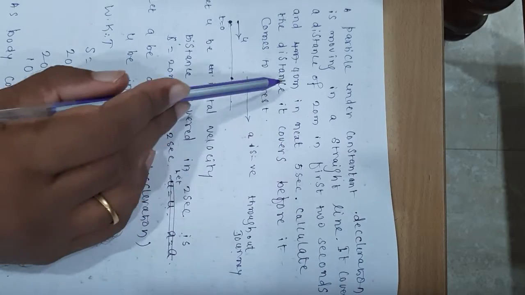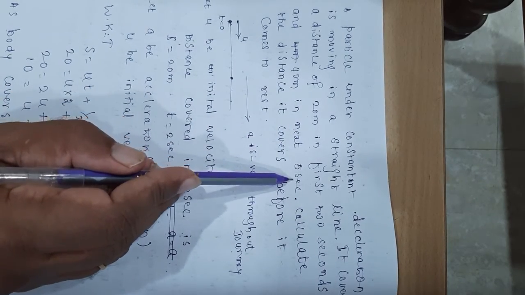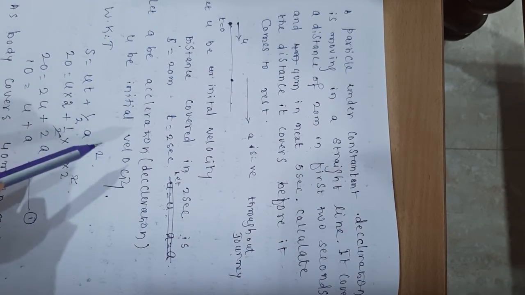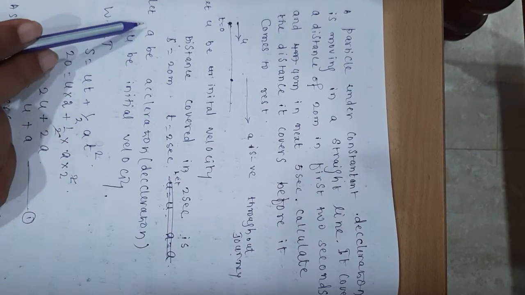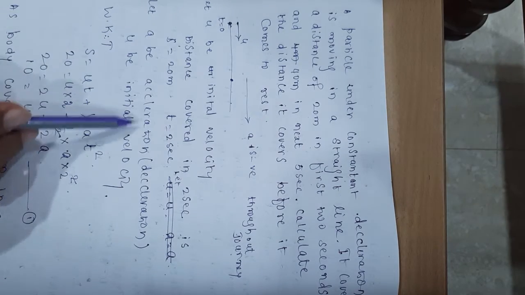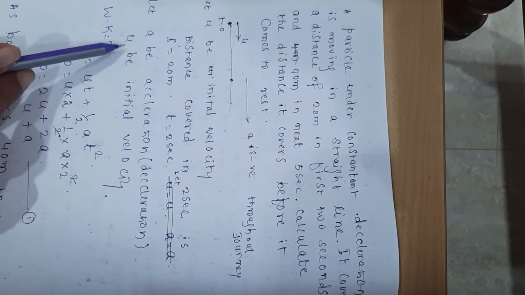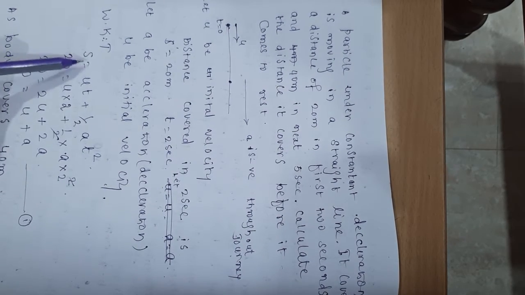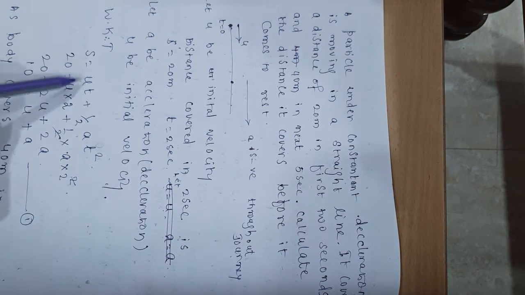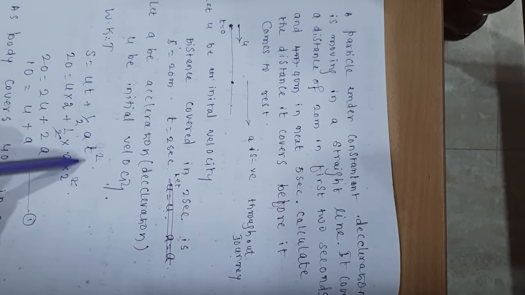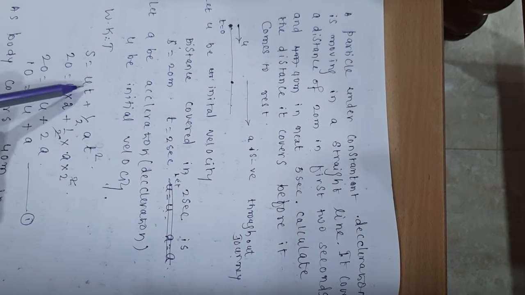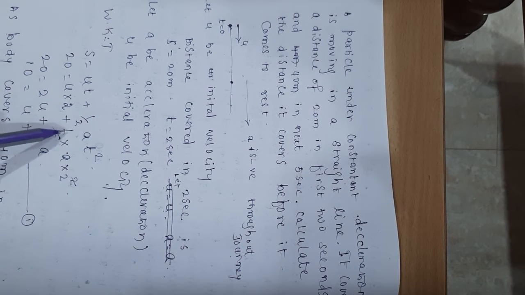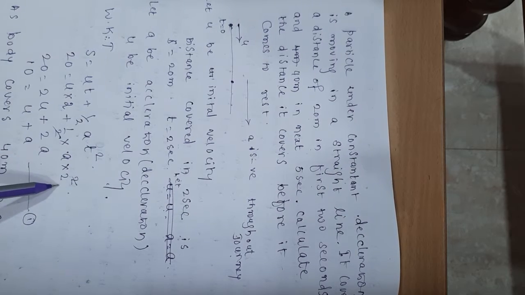Yes, it covers a distance of 40 meters in the next 5 seconds. So in the next 5 seconds, the distance covered by him is 40 meters. Therefore, let a be the acceleration or the deceleration of the body and u be the initial velocity of the body. We know s is equal to ut plus half at square. For the first condition, s is 20 meter, u is unknown to us, t is 2 seconds, plus half a into t square.